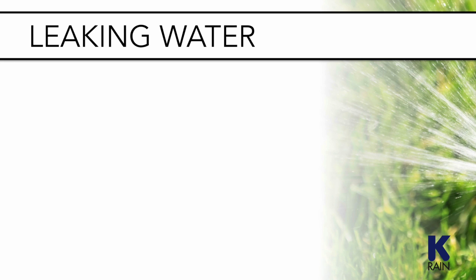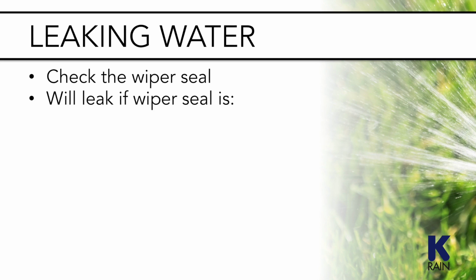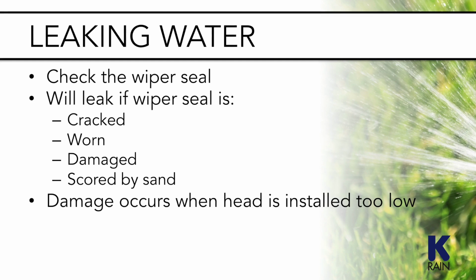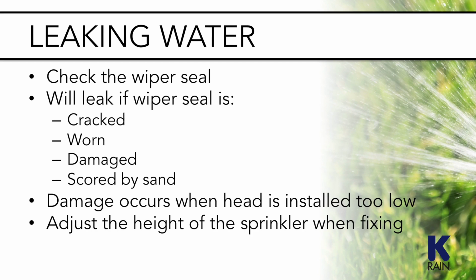The first thing to check is the wiper seal. The sprinkler will leak if the wiper seal is cracked, worn, or has been damaged or scored by sand. Wiper seal problems are often caused by installing the head just a bit too low. When replacing the sprinkler head or the wiper seal, be sure to adjust the height of the sprinkler so it's installed correctly.